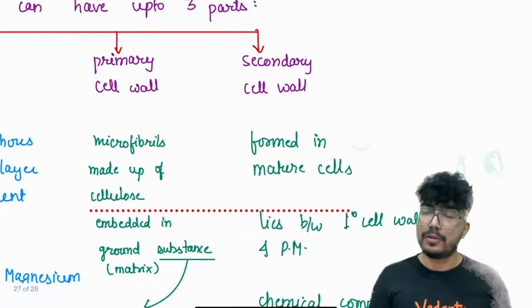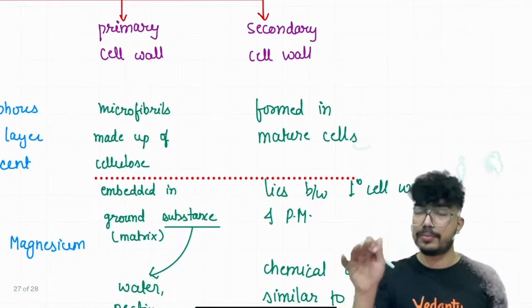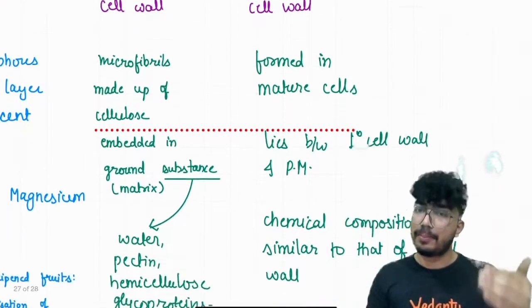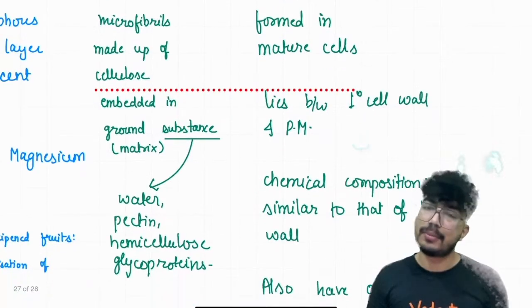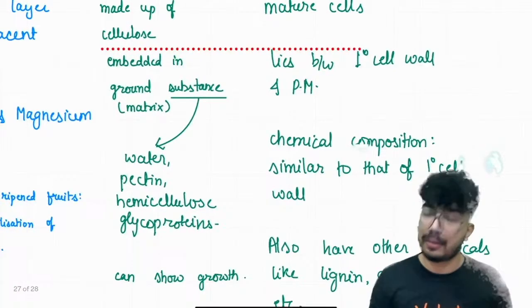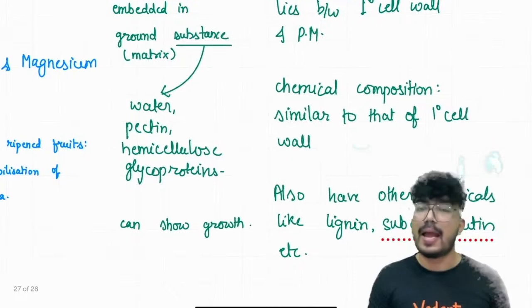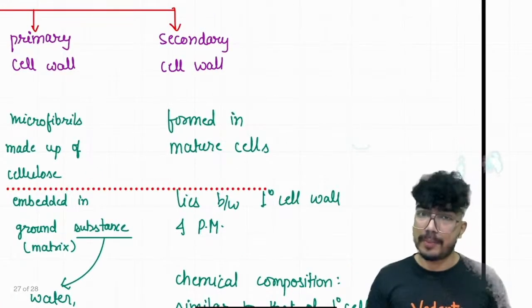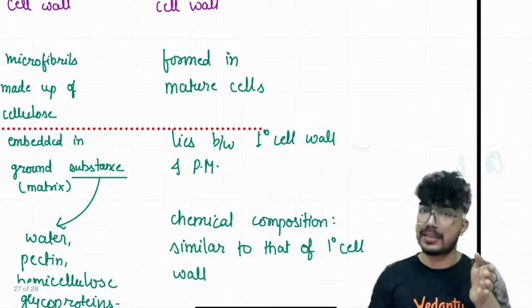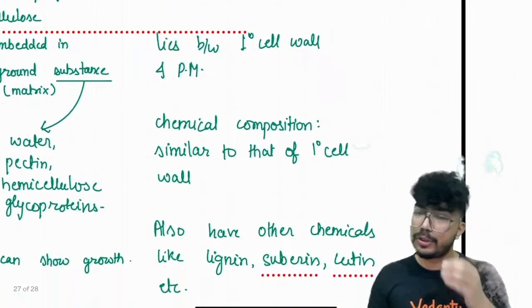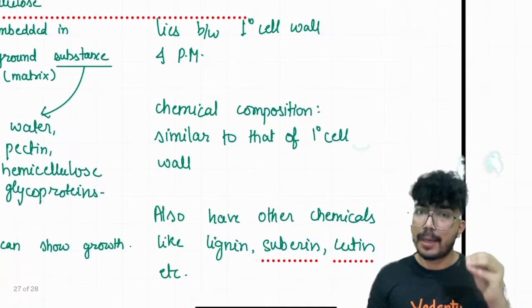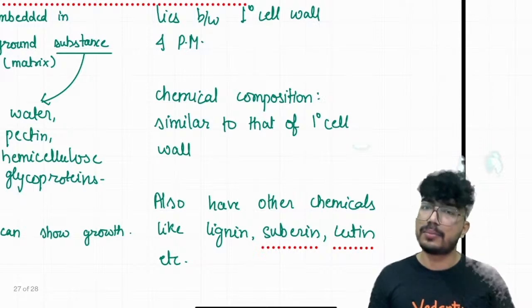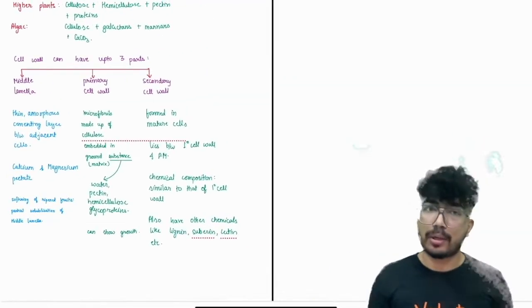Then primary cell wall: microfibrils made up of cellulose embedded in the matrix or ground substance that is made up of water, pectin, proteins, glycoproteins and hemicellulose, and it can show growth. Secondary cell wall is formed in mature cells, lies between primary cell wall and plasma membrane. Chemical composition similar to that of primary cell wall, but it also has other chemicals like lignin, suberin, cutin, etc. Very important for you.